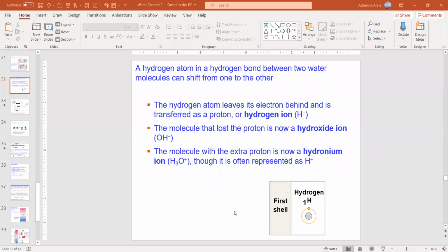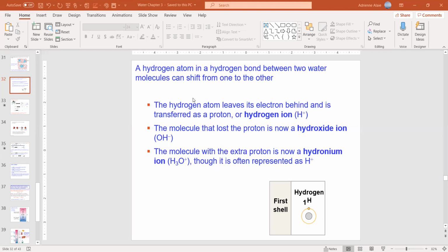We have been spending a lot of time talking about the hydrogen bonding between two water molecules, and now I want to introduce something that water molecules do when they are hydrogen bonded to one another that we hadn't yet talked about. It's that a hydrogen atom that is in a hydrogen bond between two water molecules can shift. The hydrogen atom itself can shift from one water molecule to the other.